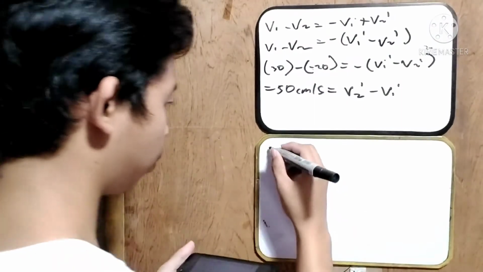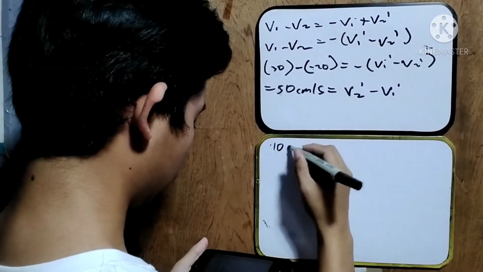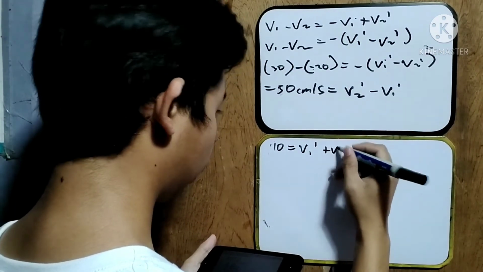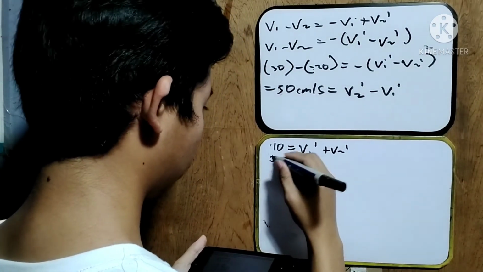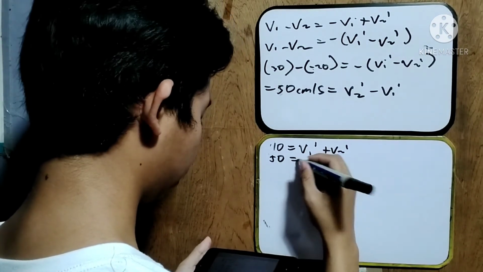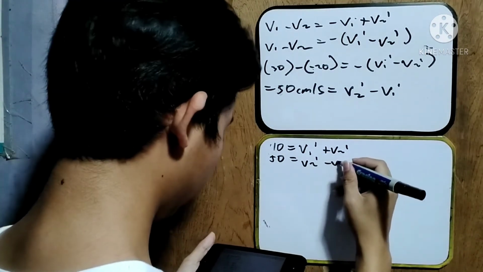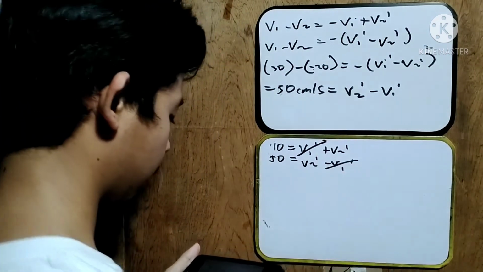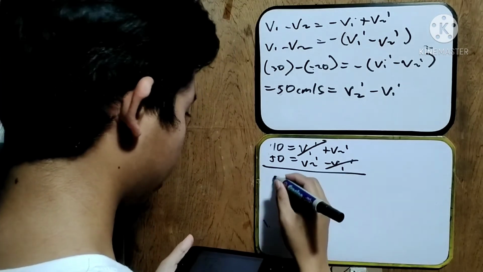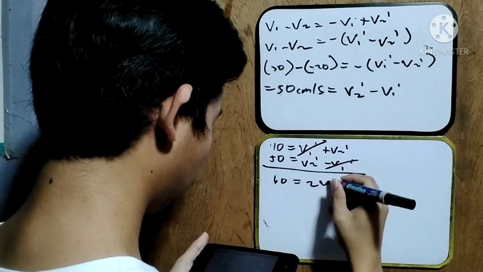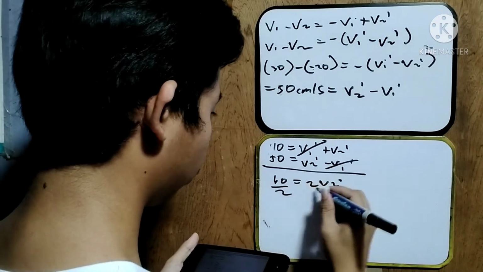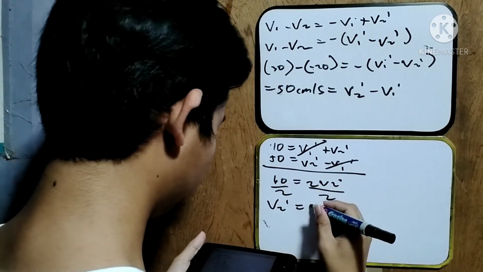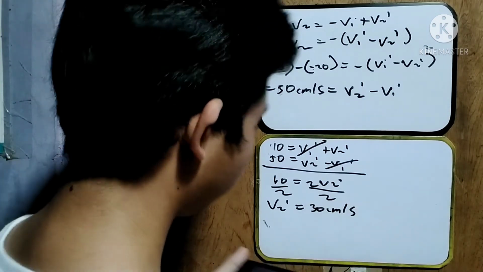So, i-add lang natin equation 1. Then is equal to V1 prime plus V2 prime. At saka yung equation 2 na 50 is equal to V2 prime minus V1 prime. Kakancel natin yan. Magiging sagot ay 60 is equal to 2 V2 prime. Divide 2 divided by 2. So yung V2 prime natin is equal to 30 centimeters per second.